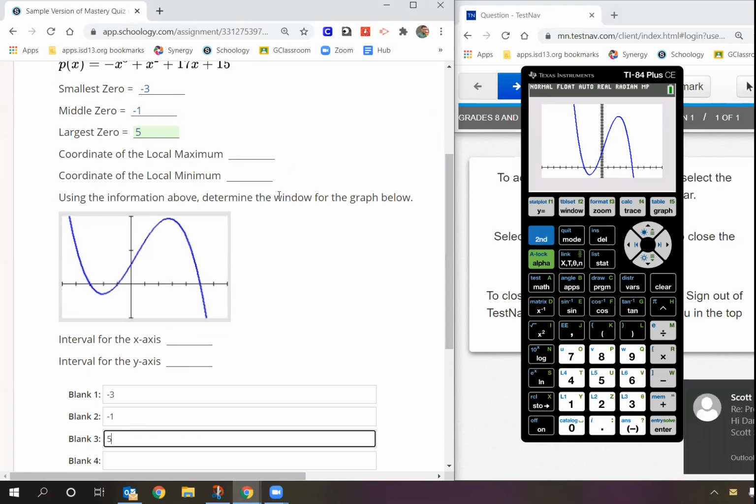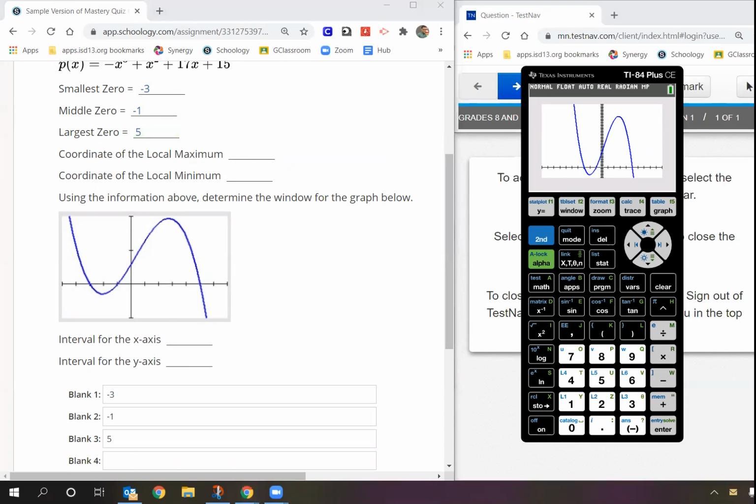Great. I need to find the coordinate of my maximum and my minimum. So that's the same thing that you were doing on the mastery quiz in the video. So if I want my maximum, here's a quick way to find it. You can actually type in numbers rather than hitting this little arrow thing. I know it's somewhere between 0 and my other zero that's over here, 5. You know, it's somewhere between 0 and 5, which is a little bit faster than trying to move left and right with the arrow keys. Hit enter one more time.